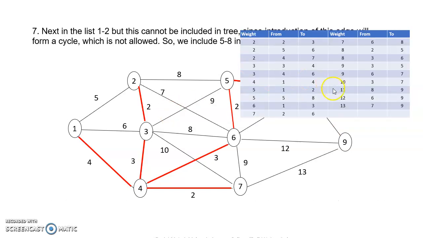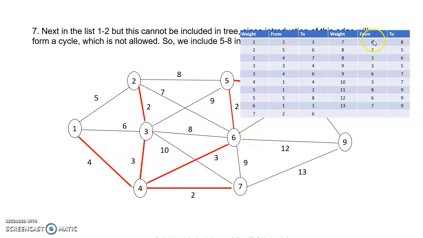Now after 5, 8 we have 1, 3. 1, 3, check 1, 3. 1, 3 cannot be connected because you will form a circle. And what next? 2, 6, where is 2, 6? 2, 6 also cannot be connected because you are going to form a circle with this connection.